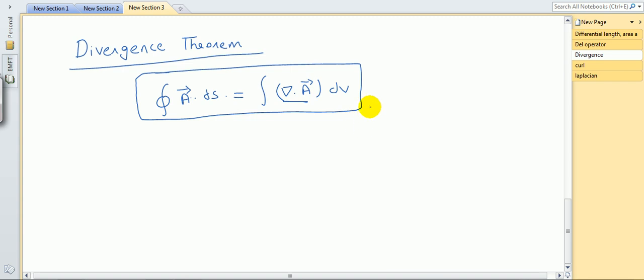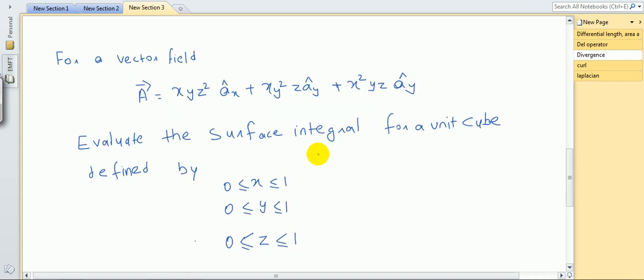Now we will see a numerical on this. Here is a question. It is given that for a vector field x y z square ax cap plus x y square z ay cap plus x square y z az cap, evaluate the surface integral for a unit cube defined by 0 to 1 in x, 0 to 1 in y and 0 to 1 in z. The limits of all three are between 0 and 1, that is, it is a unit cube. It is already mentioned in the question also. So we have to find the surface integral for this.